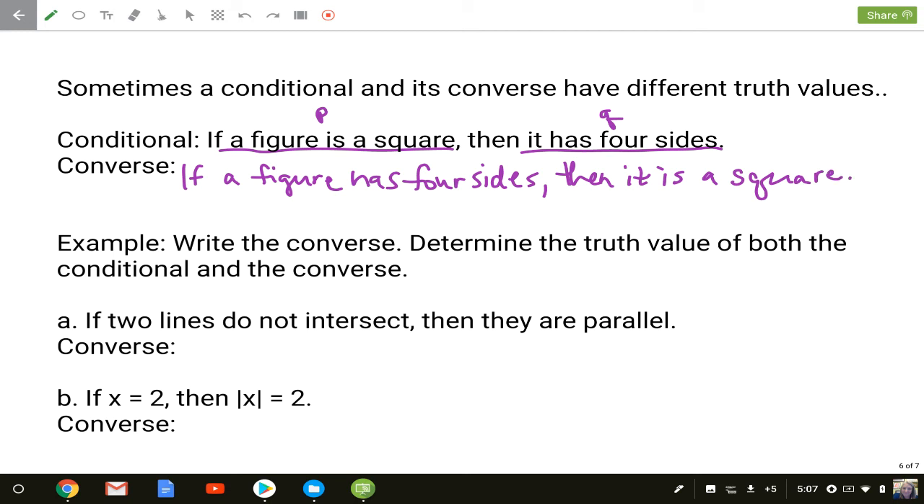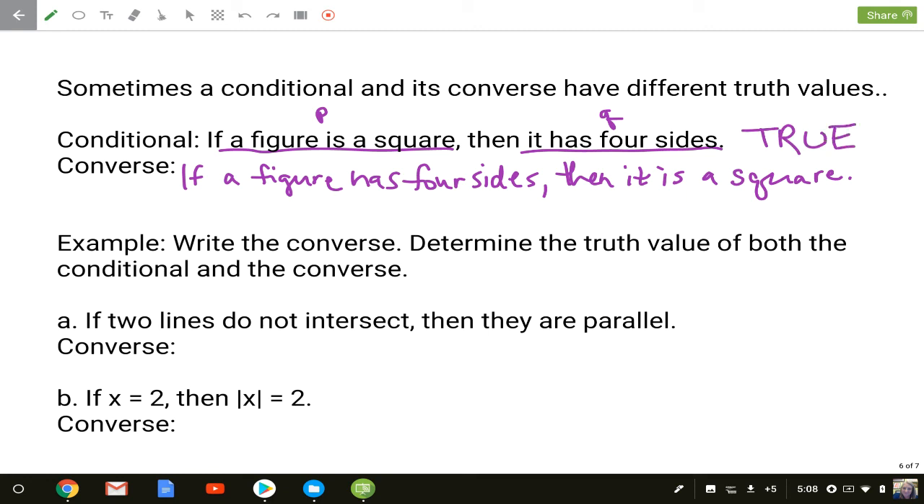Okay, that's my converse. And then I want to see if the conditional and the converse are true or false. So the conditional, if a figure is a square, then it has four sides. That is true. There's not a counterexample where the figure is a square and it has some number of sides other than four sides. So that part is true.